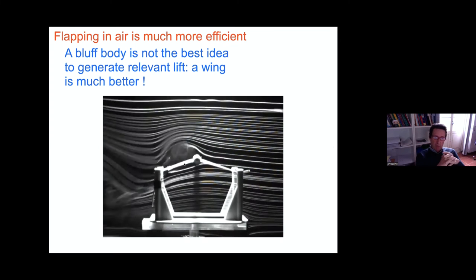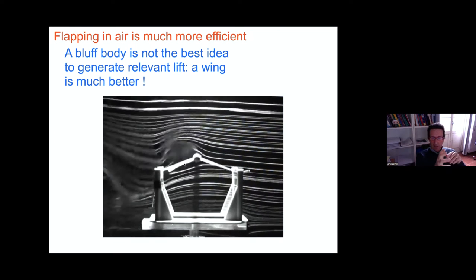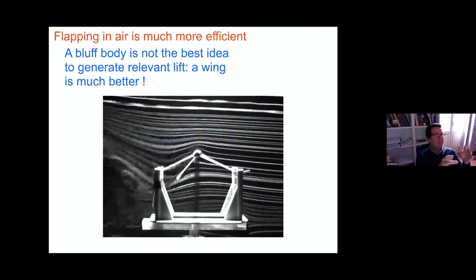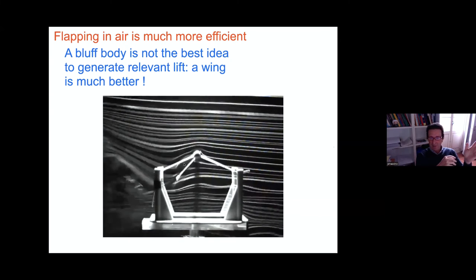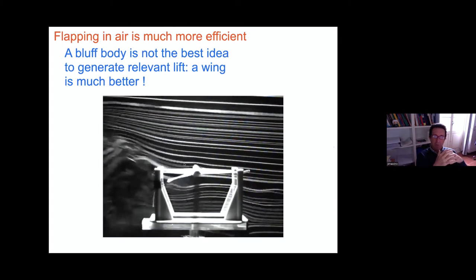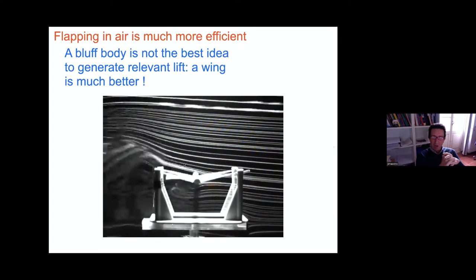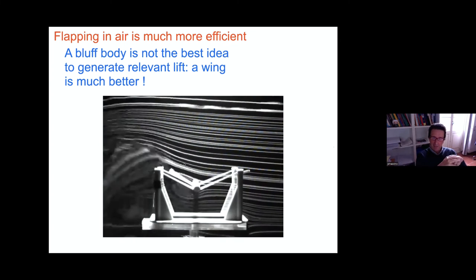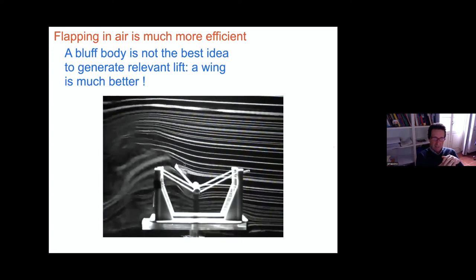To give you an idea of the frequency of oscillations, here it is of the order of 15 hertz, compared to a frequency of the order of 1 second that I showed in the previous movie in water. So here it's much more efficient to generate electricity once you, of course, use a coil and a magnet, as I showed schematically before.